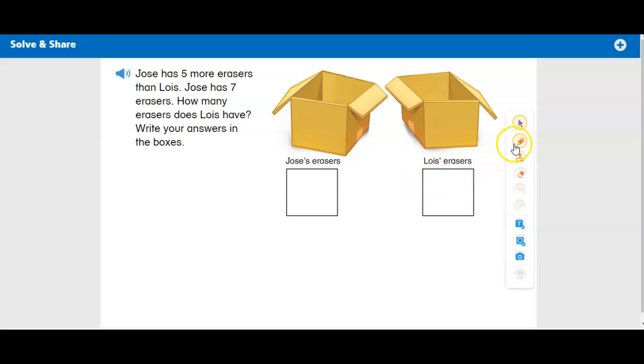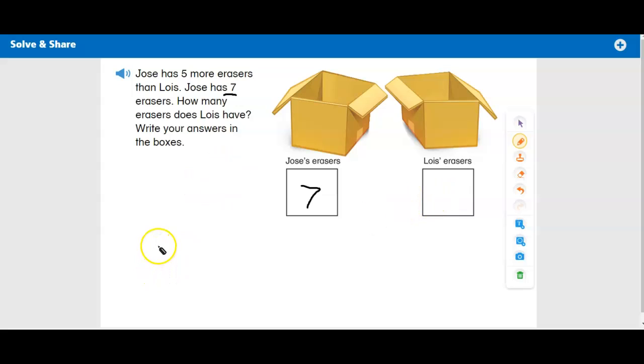So let's look at the problem and see what we know. It tells us that Jose has 7 erasers. So we can write the 7 in the box here because it tells us to write our answers in the box. Jose has 5 more than Lois, so we need to find out how many Lois has.